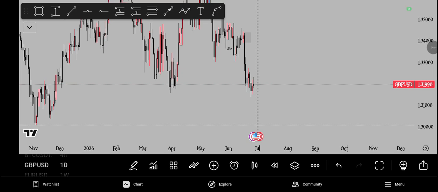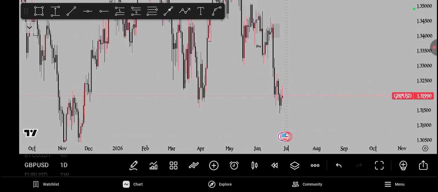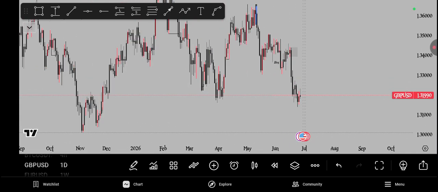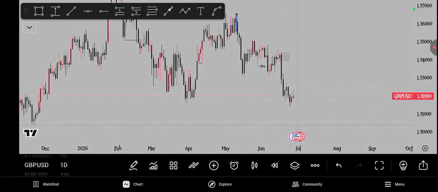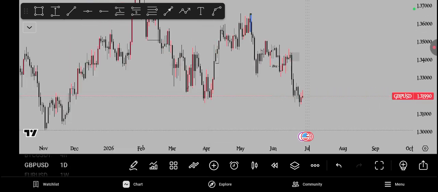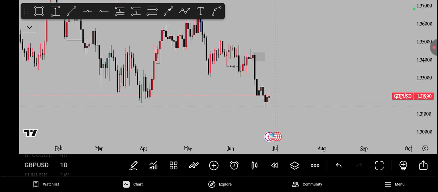Welcome back, traders. Before the market opens, let's break down the key levels, market structures, and potential opportunities I'm watching out for in the markets, so that we can come into the markets with a plan and not emotion. So let's get started. On my weekly outlook, we're starting with Great Britain pound USD.